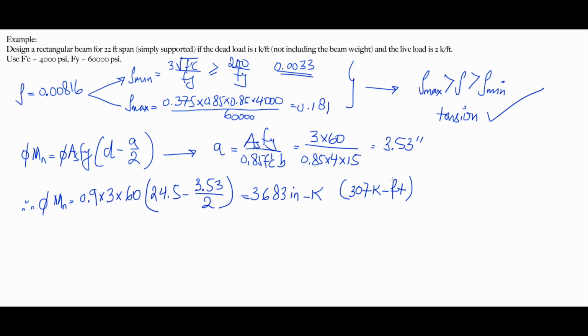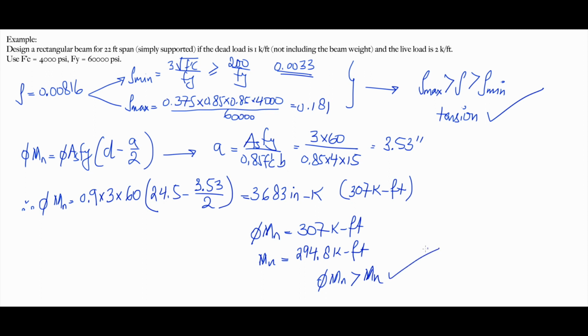Now the moment that we have calculated was how much? Was 294 something, right? So phi Mn equals 307 K-foot. Mu, which is the ultimate moment exerted by the ultimate load, is 294.8 K-foot. Since phi Mn is greater than Mu, I'm safe. That's it.